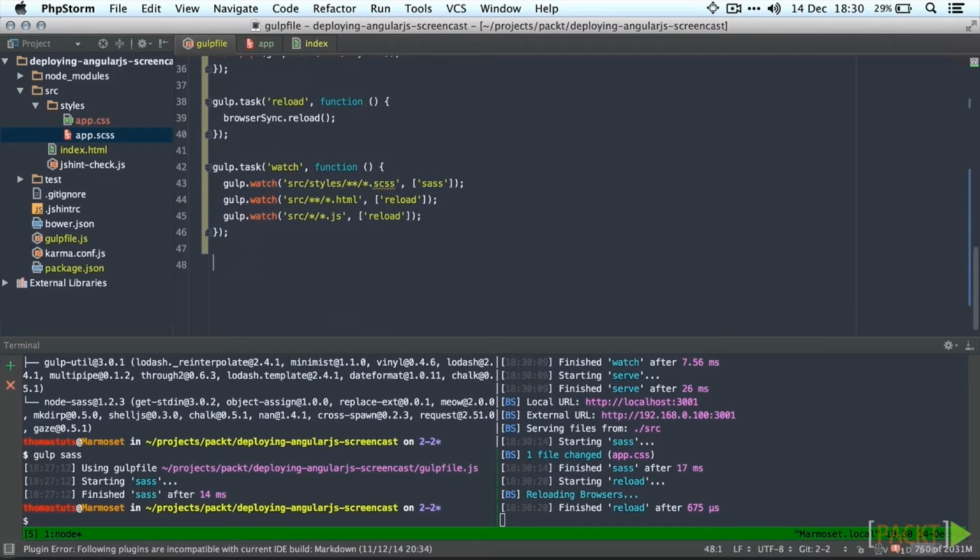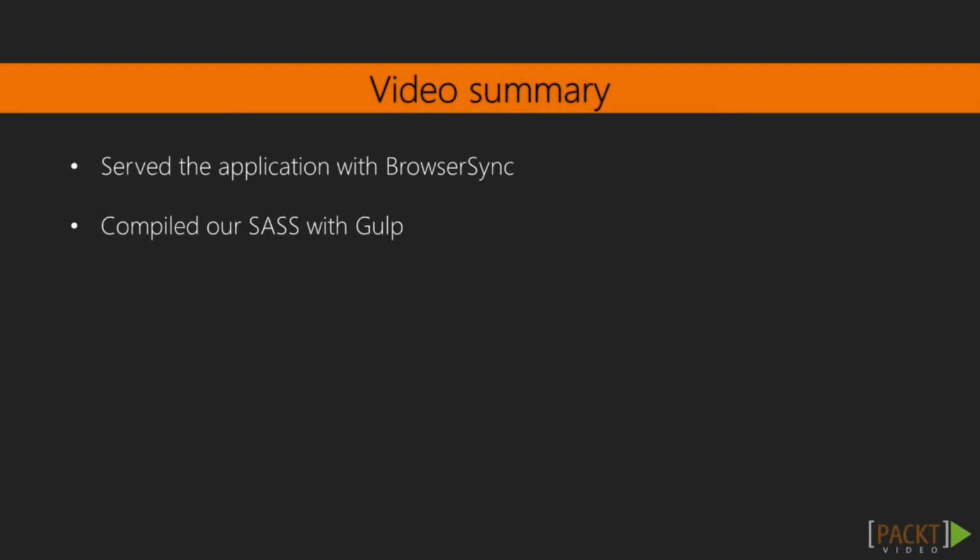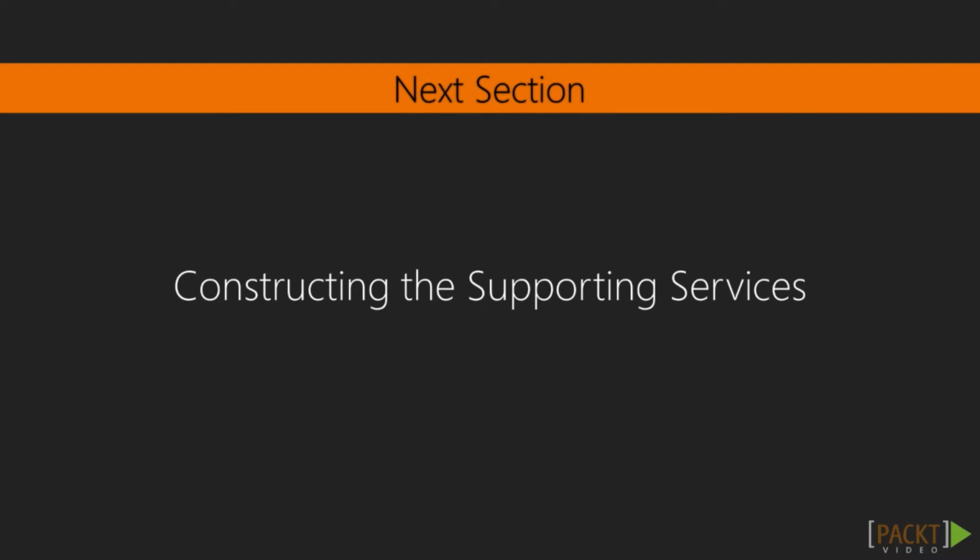And finally, we're going to add the serve task to our default Gulp task so that we just have to type Gulp instead of Gulp serve, which is going to make our lives a little easier. In this video lesson, we've set up our development environment so that we can get started working on the actual code. In the next section, we're going to start building our supporting services. Those are going to serve as the foundation for our application.